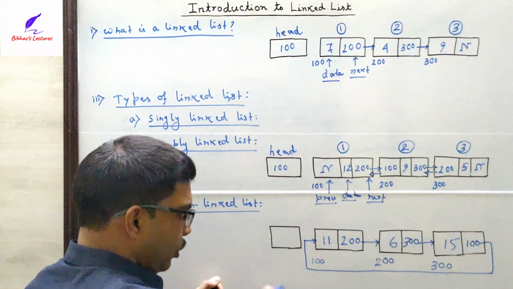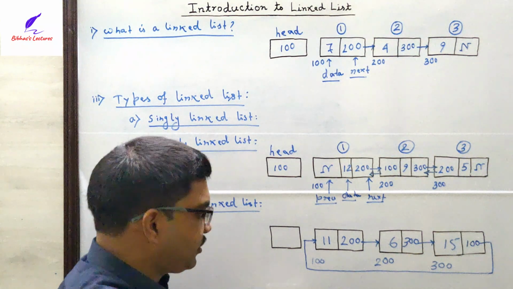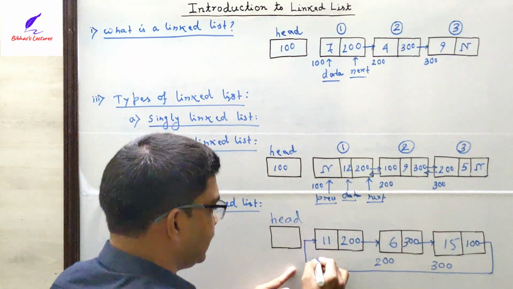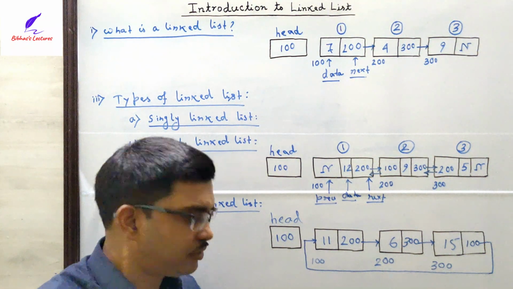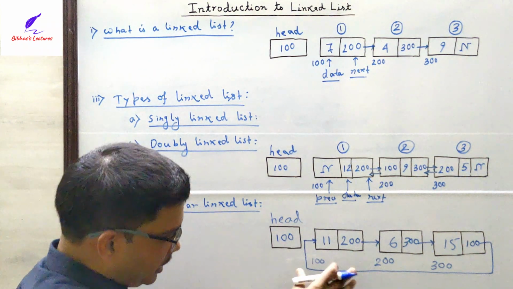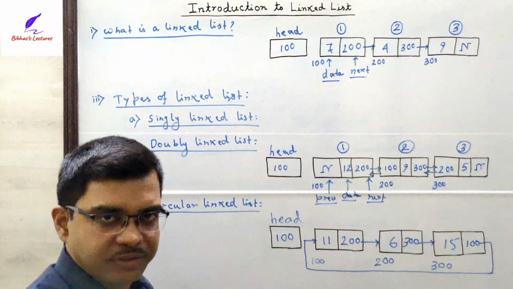Okay, and although there is no such first node or last node in case of a circular linked list, we will keep the address of the first node in a head pointer, and this is 100. So that is where you have to start, otherwise we cannot track the linked list. Similarly, we can have a circular doubly linked list in the same way that we have done in case of a circular singly linked list. Okay, so these are the types of linked list.